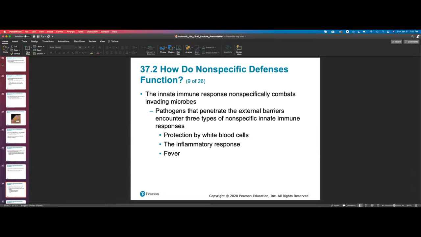So continuing with the non-specific immune system, in there you're going to have white blood cells that are non-specific, this sort of patrol, and the inflammation response, like this redness and swelling, we'll talk a little bit about exactly what that is, and fever. They're all normal parts of the non-specific immune response.